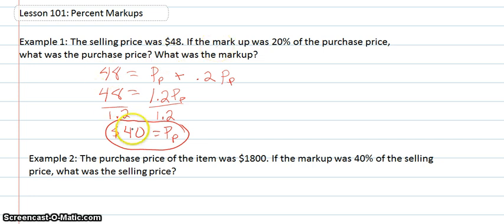So if we just subtract those, 48 minus 40 equals 8. So the markup would be $8. Now you could also multiply 40 times 0.2 and you would also get the same $8. So either way you'd get the same answer.